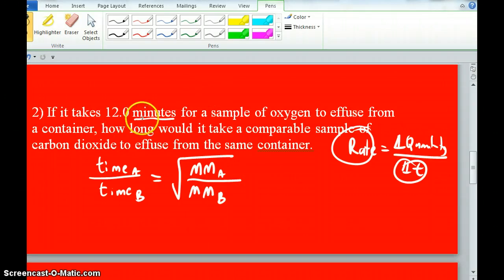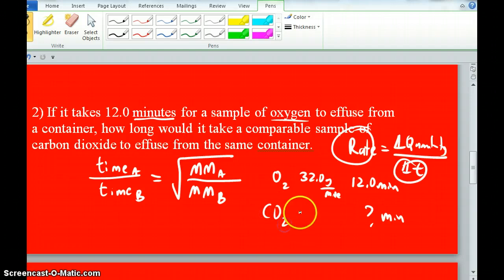And so in examining this problem, if you have a sample of oxygen, O2, that's 32.0 grams per mole, if it takes it 12 minutes to effuse from a container, and you're asked how long, well, I don't know, that's what I don't know, it will take a comparable sample of carbon dioxide. Well, CO2 is 44.0 grams per mole. I could solve this just as easily because I know the 2 molar masses for oxygen and carbon dioxide. I know one of their times. I should be able to find the other time.